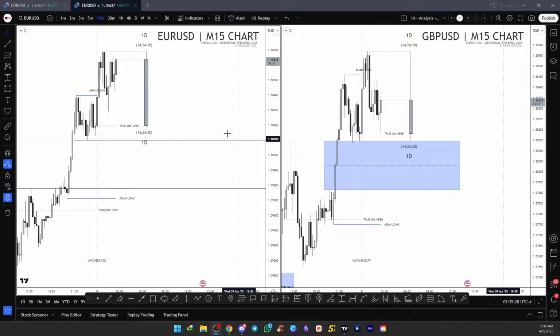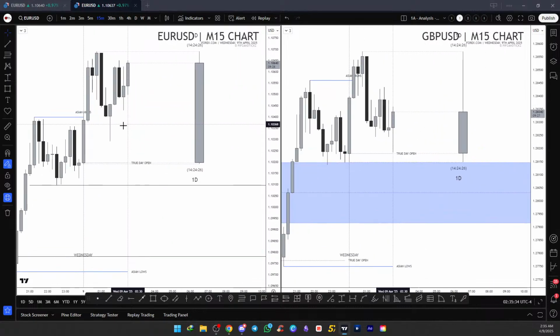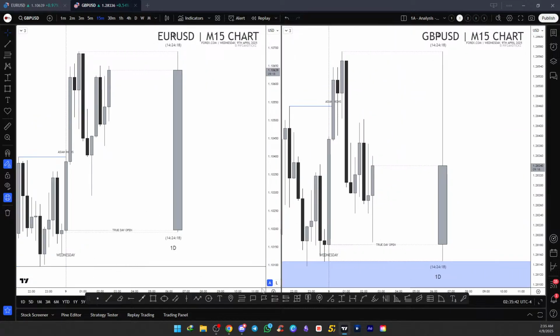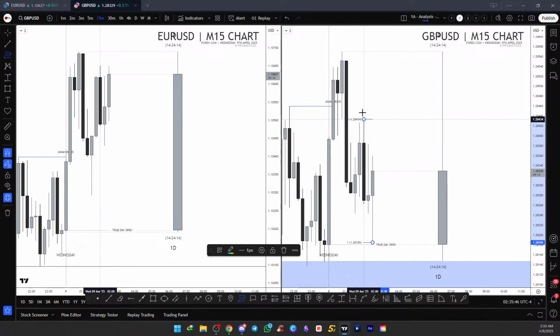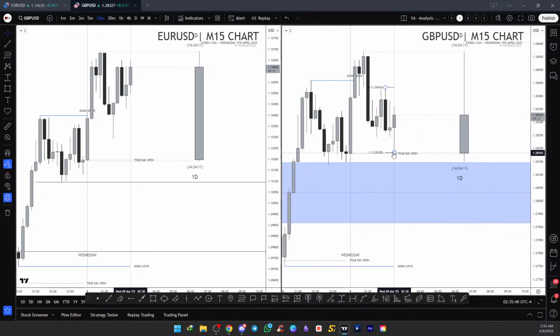I'm guessing that today we are going to see some kind of delayed protraction. Okay, we have an SMT here, right? This low is taken out in GU, but not in EU. But it has not tapped into the today open. Okay, that is okay.